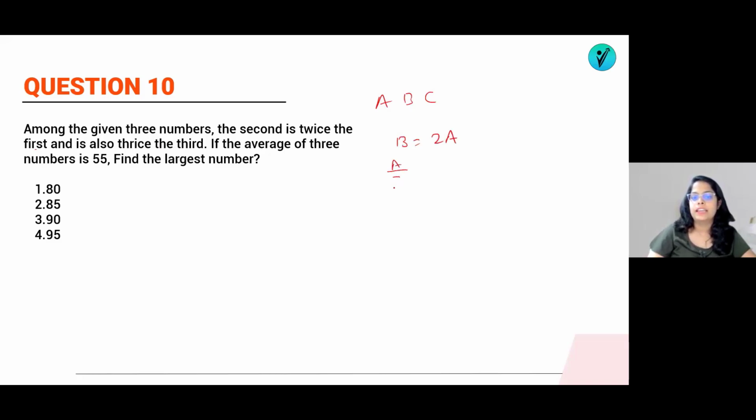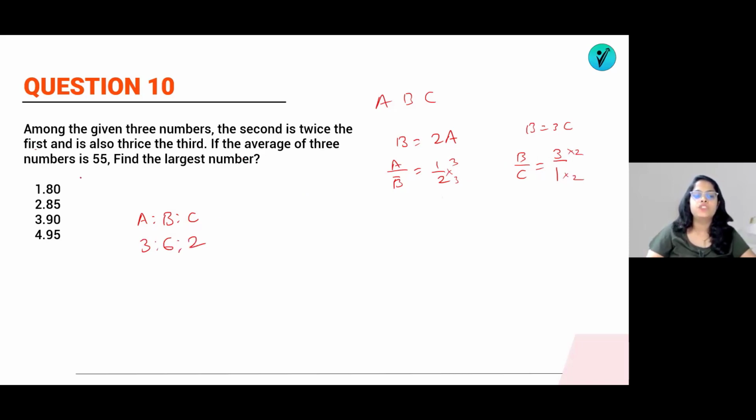So I can say that A by B will be equal to how much? 1 by 2. And also thrice the third. That means the second, B, is equal to thrice the third. So what will be B by C? B by C will be 3 by 1. So if I have to make A is to B is to C, how much will it be? This is 1 is to 2 and this is 3 is to 1. So this one I can make 6 by multiplying with 3, and this one by multiplying with 2, so B will be the same. So this will be 3 is to 6 is to 2.